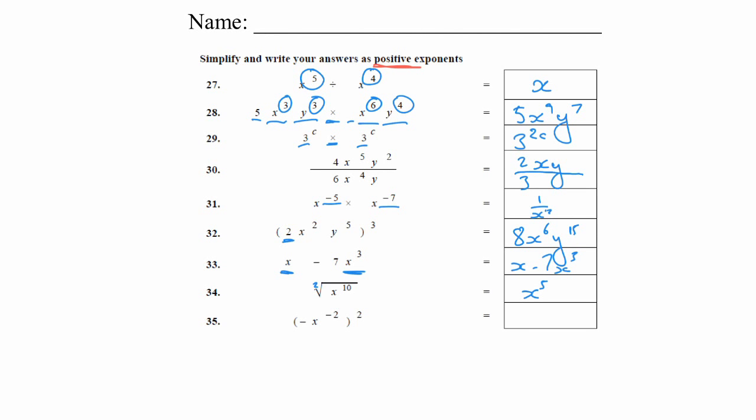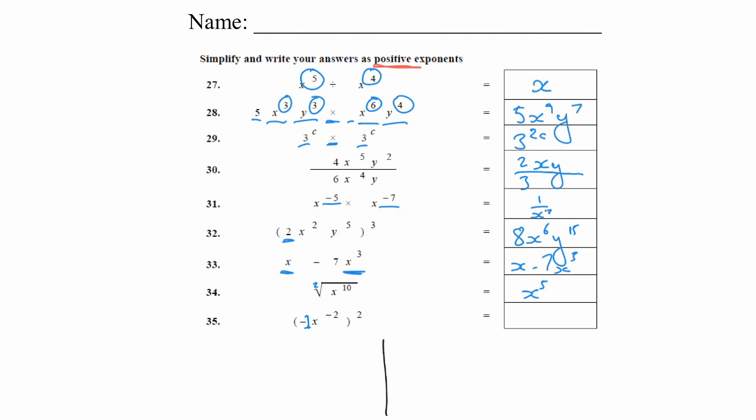Question 35, and there's quite a lot going on in this question. It's quite a tricky question in a lot of ways. We're saying minus x to the minus 2, all squared. And let's tackle this in two ways. The first way is going to be more using the laws. And I'm going to put in a 1 here, because if it's minus x to the minus 2, it's the same as saying minus 1 times x to the minus 2.